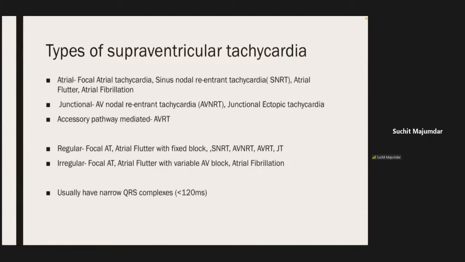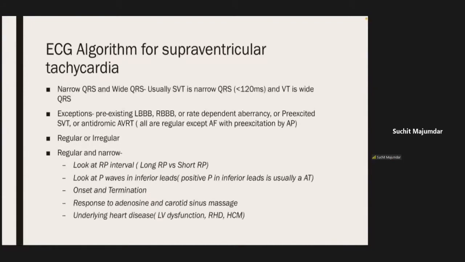The regular tachycardia is usually a focal atrial tachycardia, atrial flutter with a fixed block, AVNRT, AVRT, and JET. Irregular tachycardia can be again atrial tachycardia, atrial flutter with variable block, and atrial fibrillation. So coming to the next slide. The ECG algorithm I have already discussed, keeping my discussion focused on the narrow QRS part. So what you should see in a regular and narrow QRS. If it is irregular, then I have discussed already what are the things you should look at.